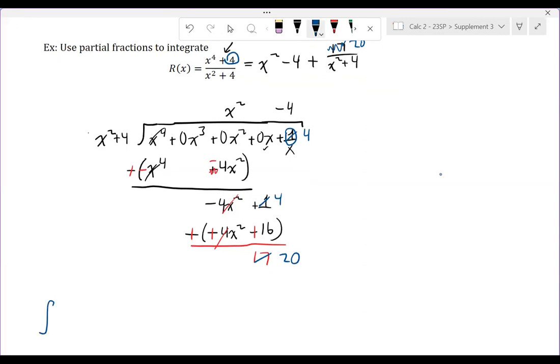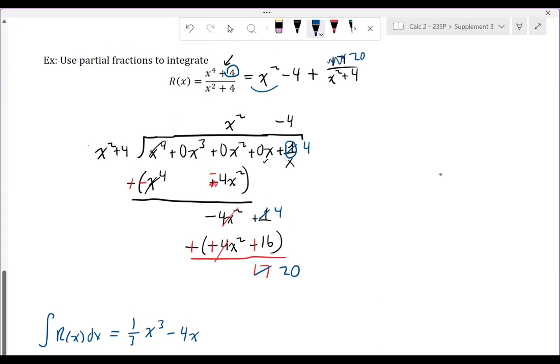And now I want to integrate r of x dx. And this actually turns out to be pretty straightforward. The integral of x squared is 1/3 x cubed. The integral of negative 4 is negative 4x. And then we have this bit here, 20 over x squared plus 4. So we'll put a plus here just to remind ourselves that we're not quite done yet. So let's break this off and do this over here on the side.